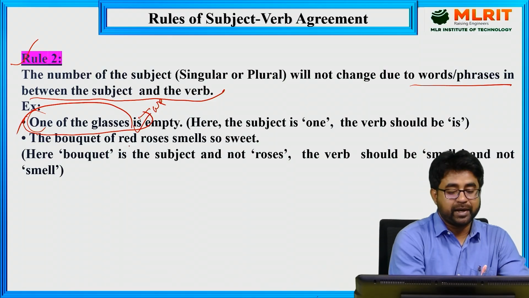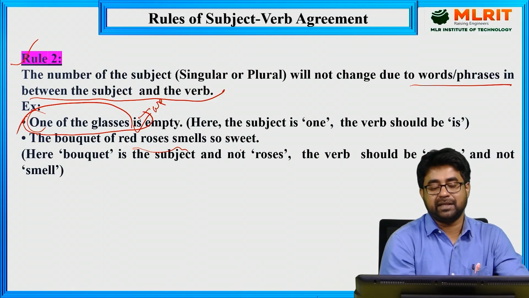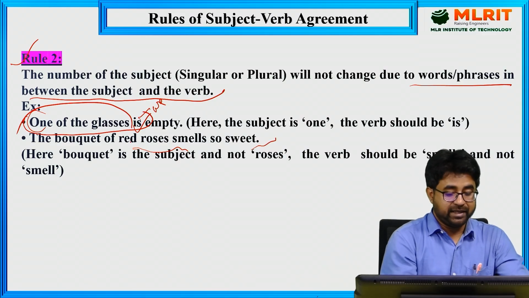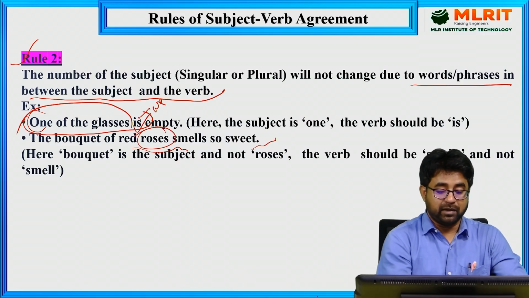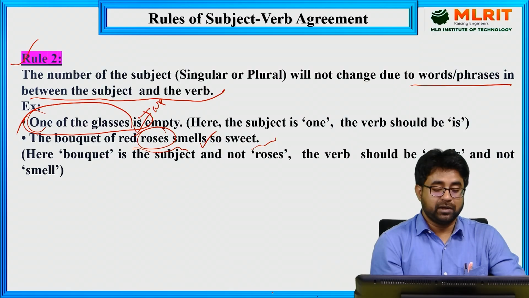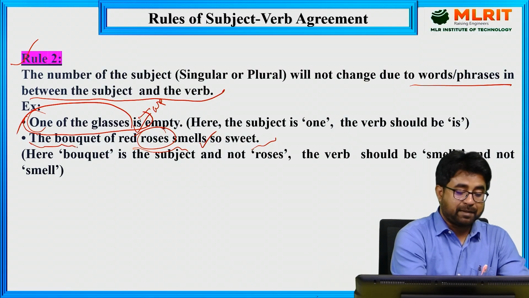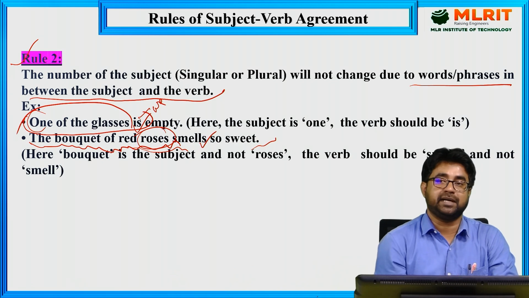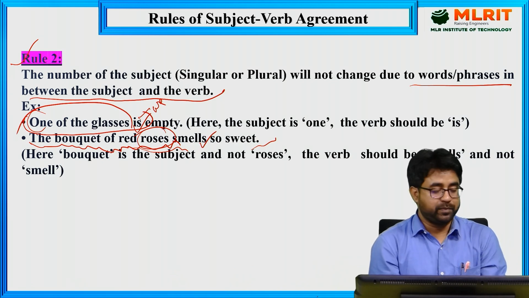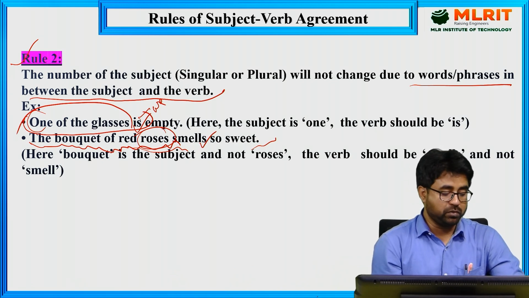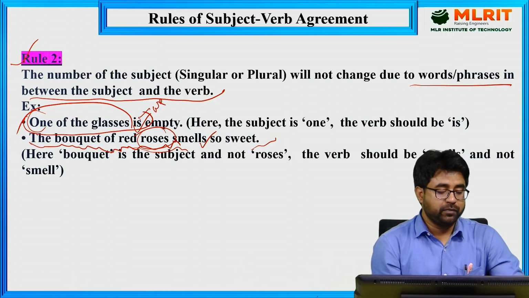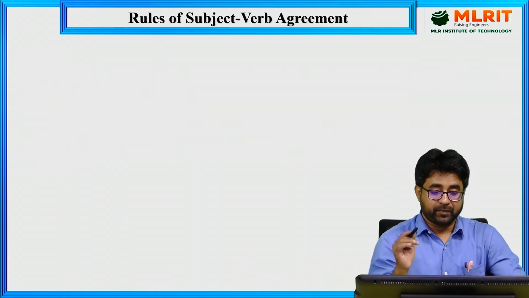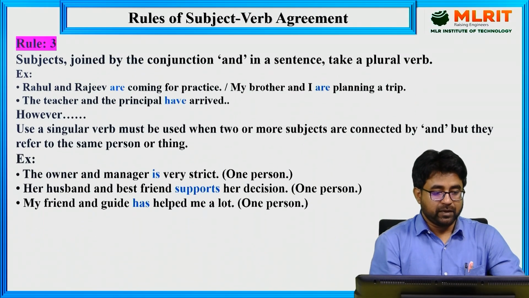You can see the bouquet of red roses smells so sweet. You can see here red roses. It's plural. Okay, but I am using a singular verb. But again, the subject is actually the bouquet of red roses. So the bouquet, single bouquet is the subject. So these are the things that you have to remember, right? Rule number 2. Identifying the subject is very important. Right? And then rule number 3.